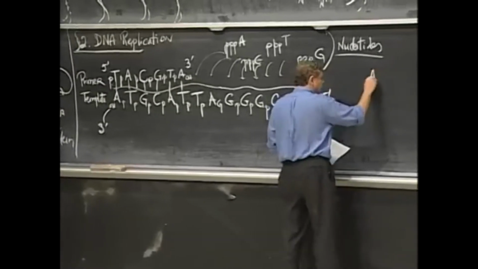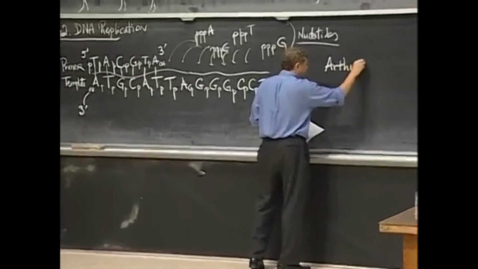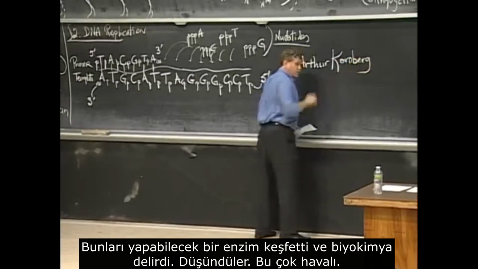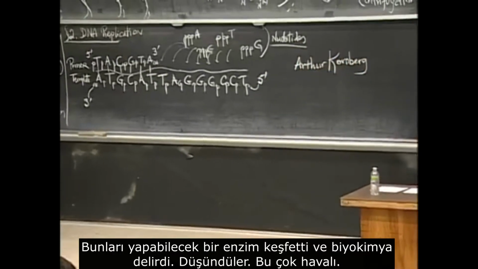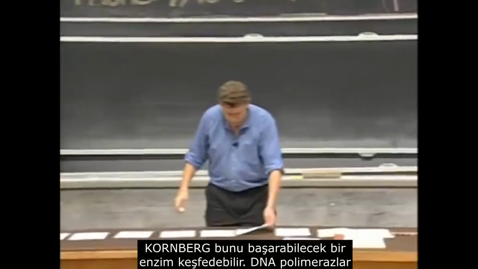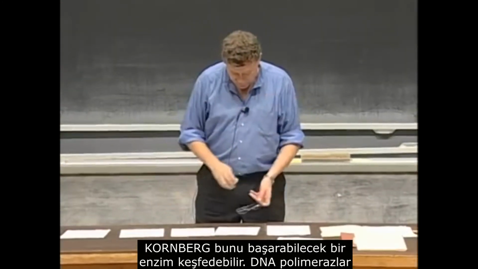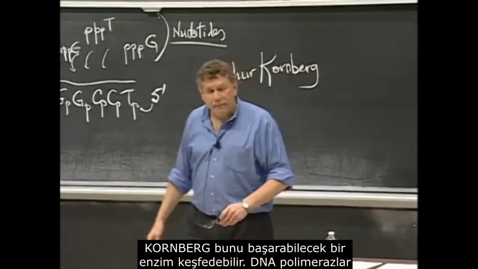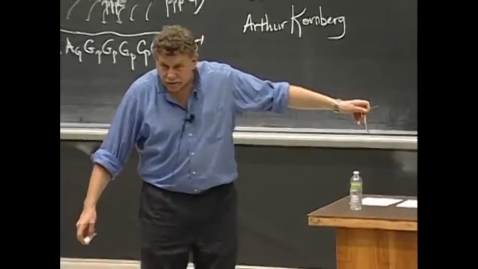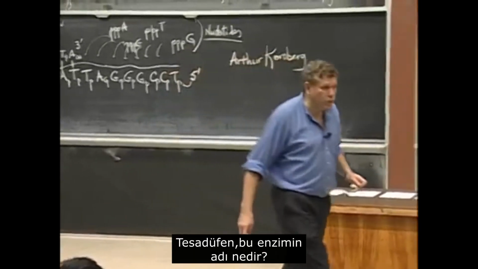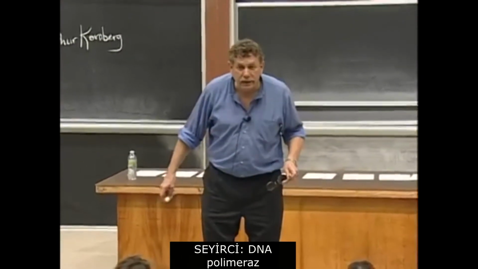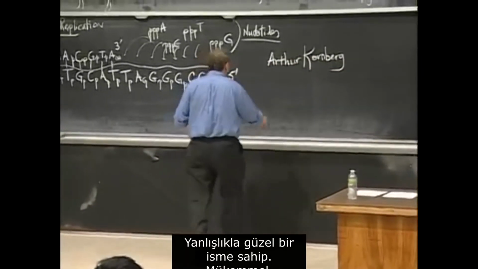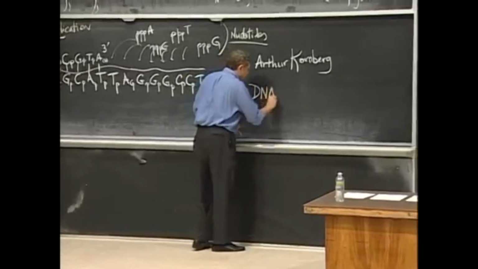Arthur Kornberg discovered an enzyme that could do this. And the biochemists went nuts. They thought, wow, this is so cool. Kornberg is able to discover an enzyme that can accomplish this. The enzyme polymerizes DNA. Coincidentally, what is the enzyme called? DNA polymerase. Accidentally has a nice name. Good. DNA polymerase.